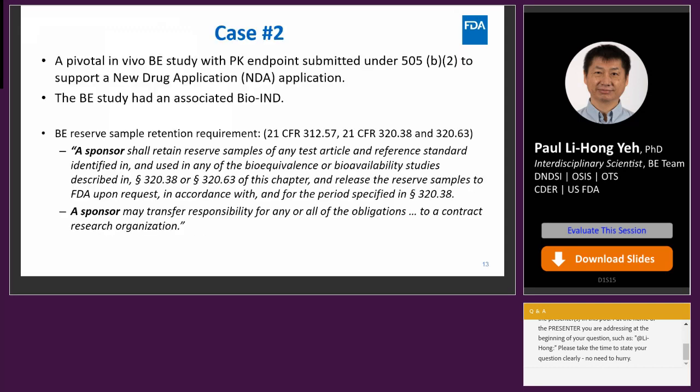Let's take a look at case number 2. It is a pivotal in vivo BE study with PK endpoint submitted under 505(b)(2) to support an NDA application. The BE study had an associated bio-IND. The regulations are: a sponsor shall retain reserve samples of any test article and reference standard identified in and used in any of the BE or BA studies. A sponsor may transfer responsibility for any or all of the obligations to a CRO.